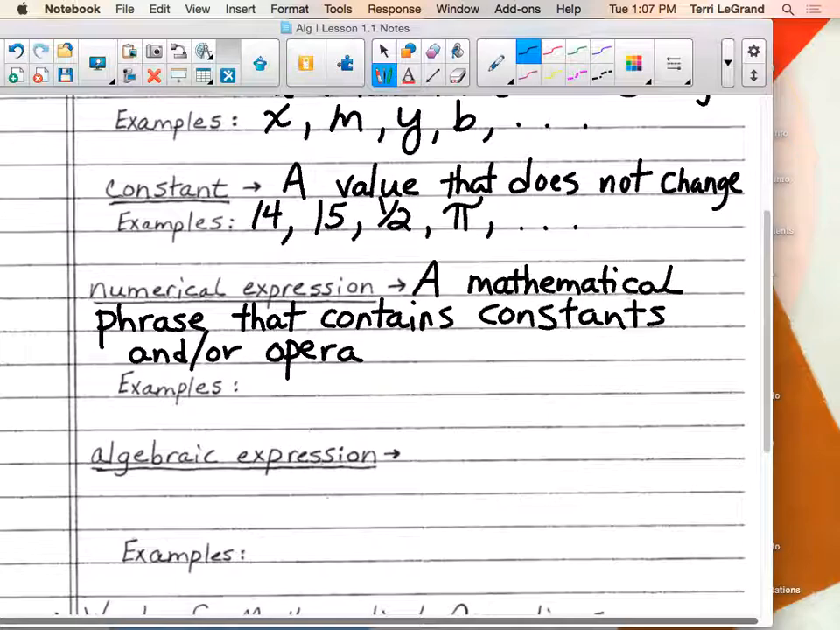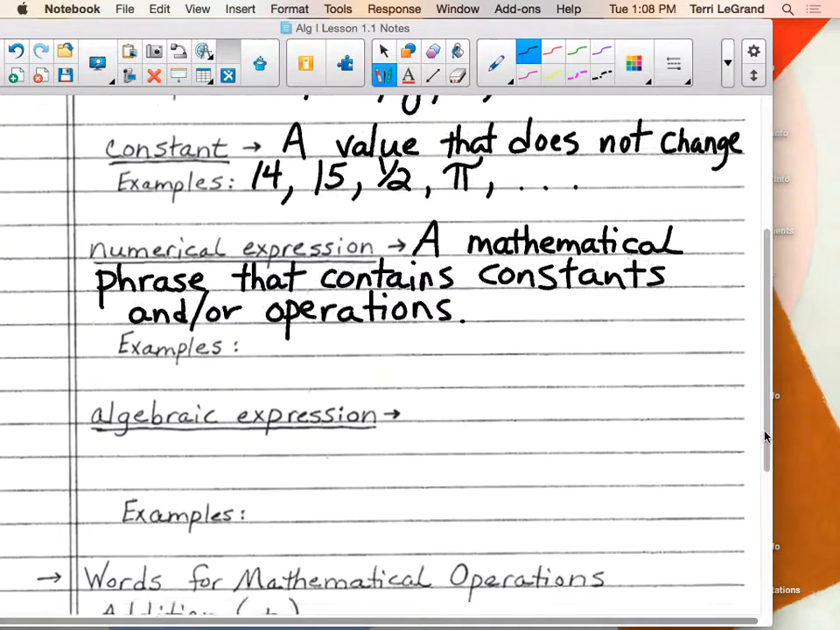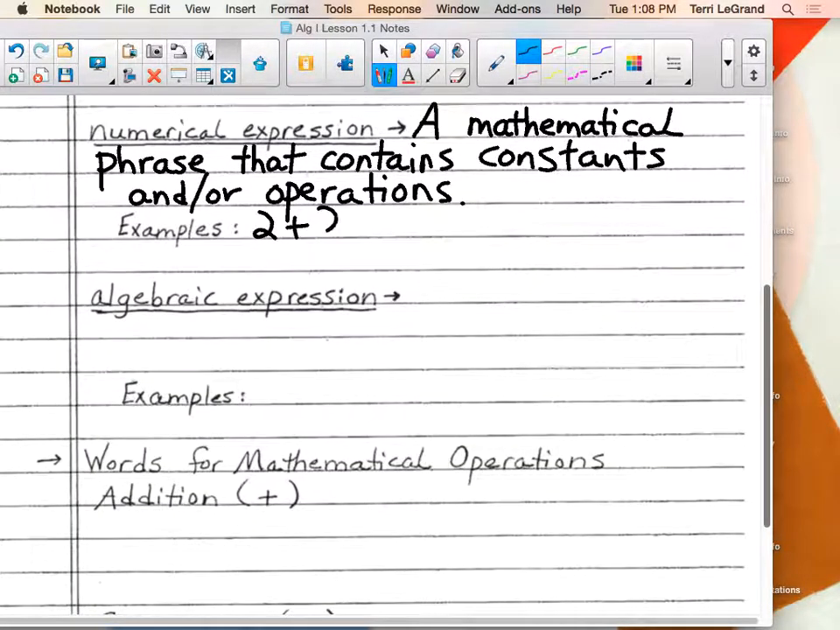Operations, what are operations in the math world? Name some. Add, subtract, multiply, and divide. There's only 4 operations in the math world. So a numerical expression can have operations in it. It doesn't have to, but it does have to have constants. So give me an example of a numerical expression that we could write down. 2 plus 2. Oh, the good old common 2 plus 2. But do we put equals? No, then it would not be an expression anymore.